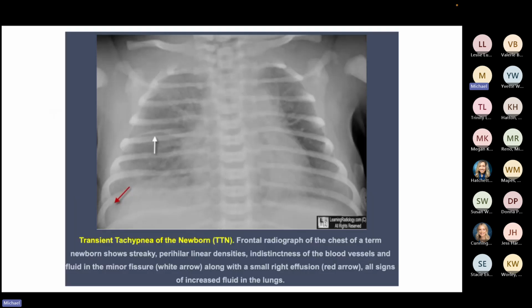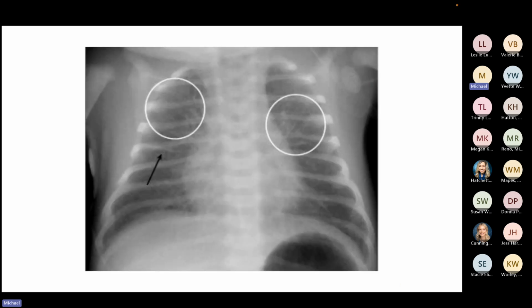Here is kind of the quintessential textbook x-ray of TTN. What you're seeing, the white arrows are suggestive of fluid in the minor fissures from retained fetal lung fluid. And then the red arrows are actually showing a small right pleural effusion, which is common with TTN. Oftentimes we don't see it, we don't look for it. We're oftentimes looking for that fluid in the fissures. Oftentimes it's in the right side between the upper and middle lobe. But pleural effusions are pretty common in babies born with TTN, although oftentimes they're small and self-limiting.